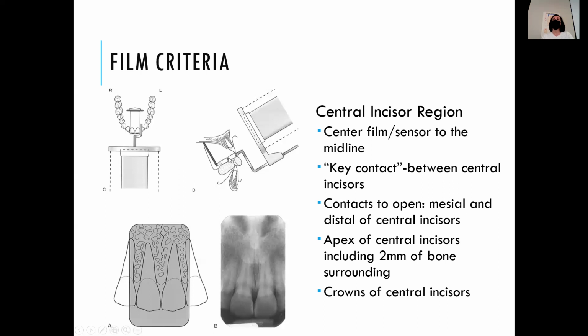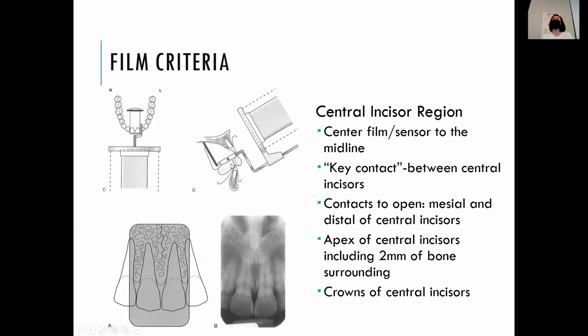Now, if this was a bisecting, this incisor would be all the way in here, and this part of the sensor would be a little bit farther out of the mouth, and this angle would be a little bit more steep. So all the angles change with bisecting, but you can see how this is going for the paralleling because the film and the tooth are pretty parallel.